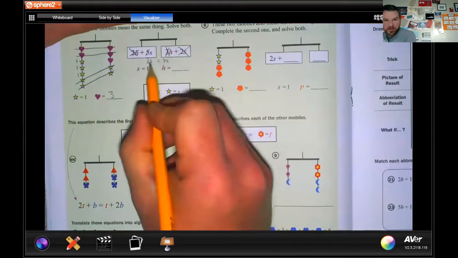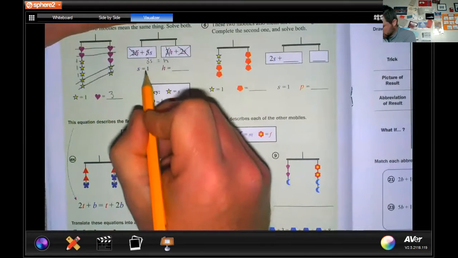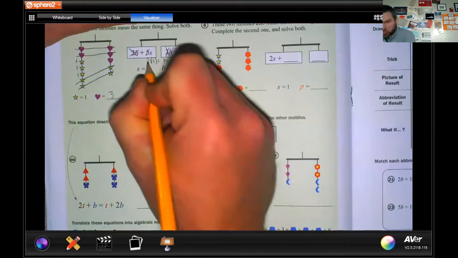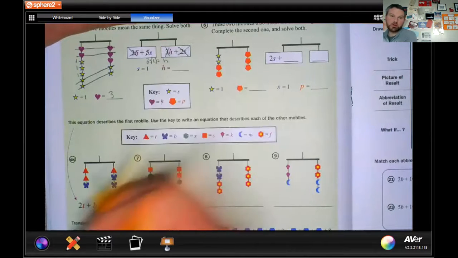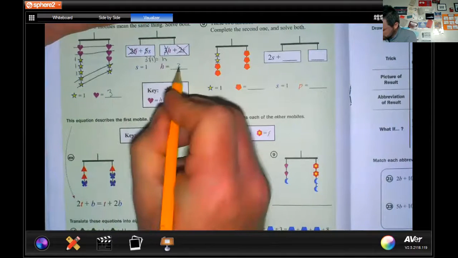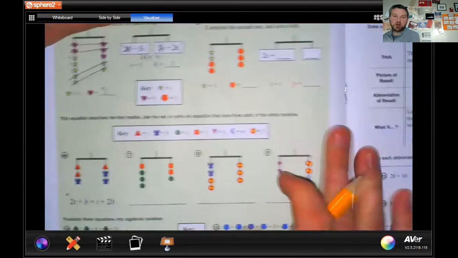But I know that S is 1. So I'm going to plug a 1 in right here. So 3 times 1 equals your H. And we know that 3 times 1 is 3. And look here, I get the same answer in both. But I solved it 2 different ways, and that's totally fine.